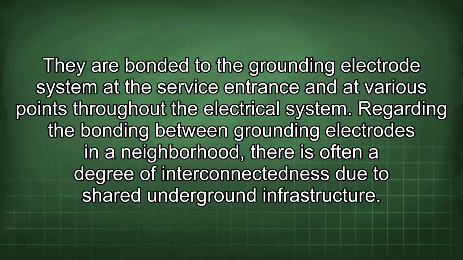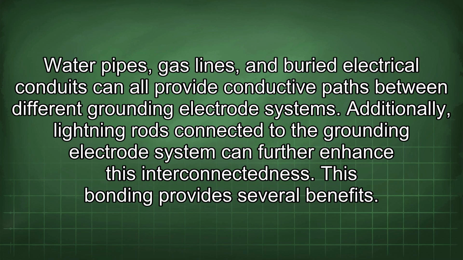Regarding the bonding between grounding electrodes in a neighborhood, there is often a degree of interconnectedness due to shared underground infrastructure. Water pipes, gas lines, and buried electrical conduits can all provide conductive paths between different grounding electrode systems. Additionally, lightning rods connected to the grounding electrode system can further enhance this interconnectedness. This bonding provides several benefits.